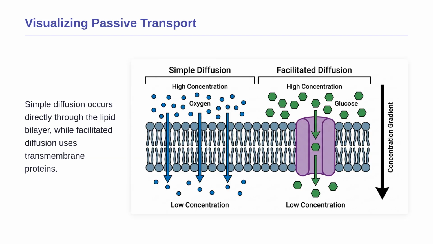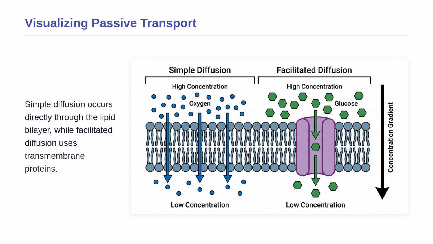Having calculated the flux, let us visualize exactly what is happening at the microscopic level. On the screen, you are looking at a cross-section of a cell membrane, which is the double layer of lipids. Notice the top area represents the outside of the cell, where there is a high concentration of molecules, and the bottom is the inside, with a low concentration.